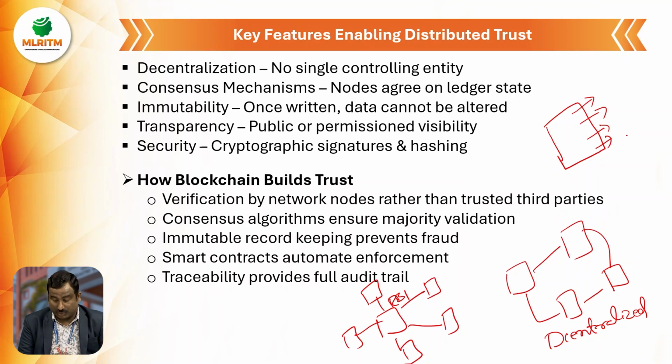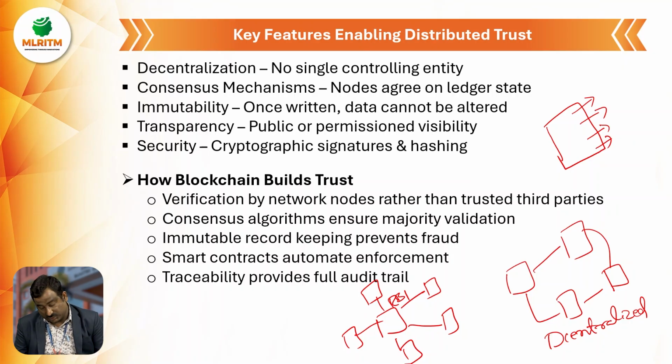Consensus mechanism: nodes agree on the ledger state. Immutable: once written, it is unchangeable. Transparency: public visibility, permission given to the public. Security: cryptographic signatures and hashing. How does blockchain build trust? How do we trust the blockchain?